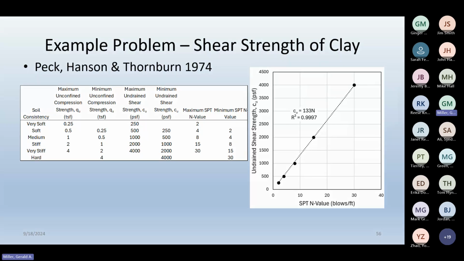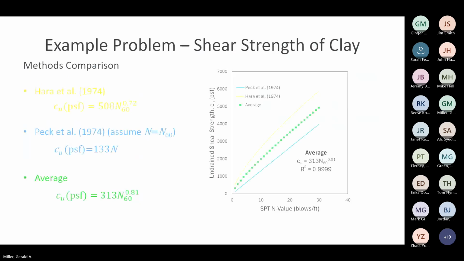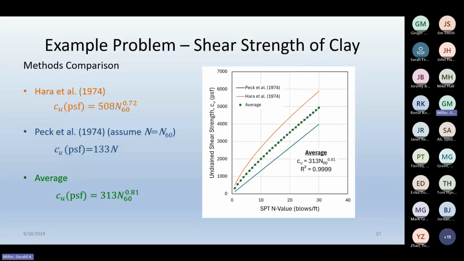So then what I did is I compared those two. The orange is the Hara equation based on N60. This blue line is the Peck equation. And so I just averaged the two and fit a little power equation to that. And so this is what I got for estimating undrained strength based on the average of those two correlations. So that's what I'm using in my example.